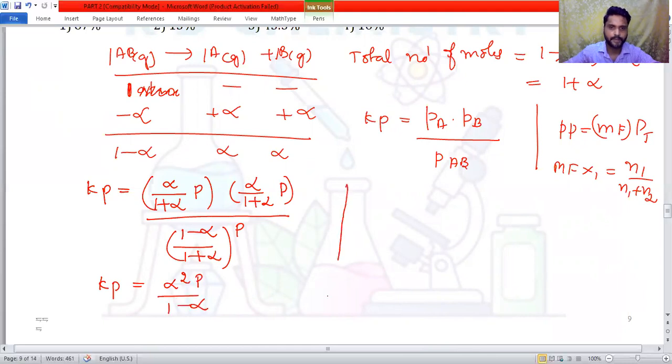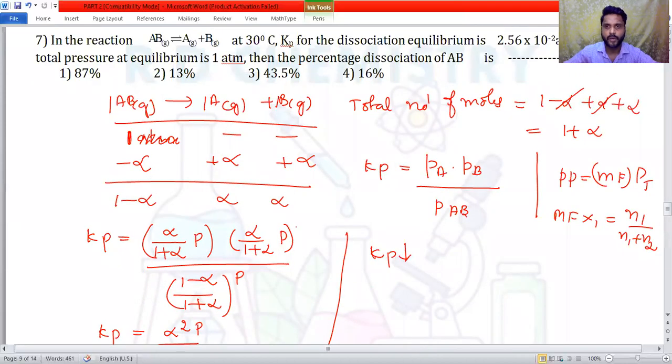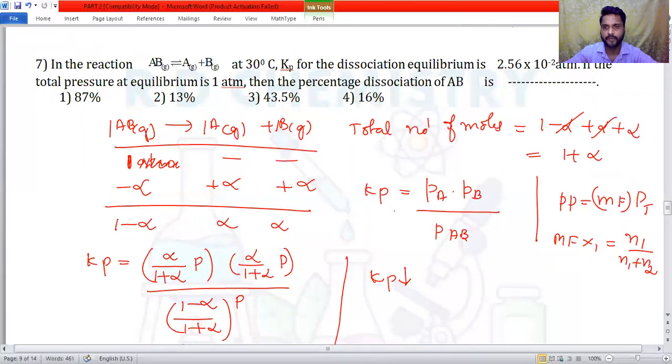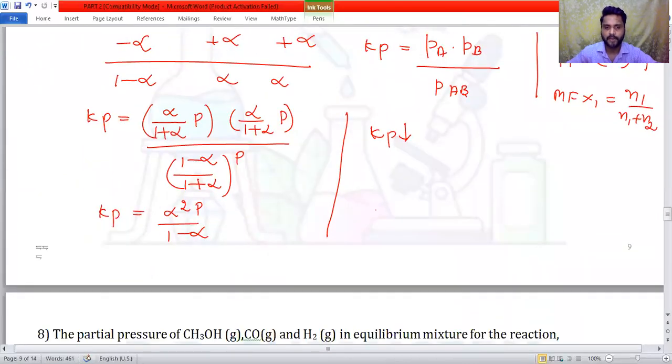Okay, now see the value here. Kp value is actually very small, 2.56 into 10 power minus 2 atmosphere. When Kp is small, alpha is also very small. So therefore 1 minus alpha will be taken as approximately equal to 1.